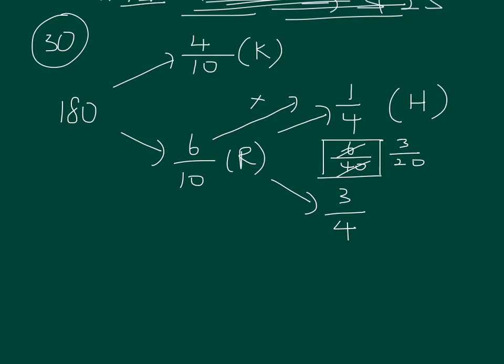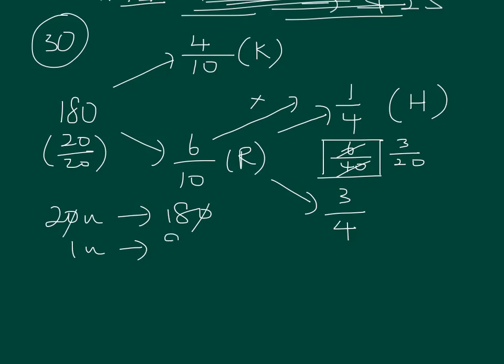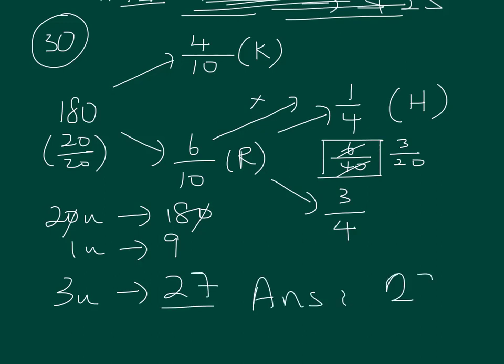We simplify it, 3/20. So this 180 is 20/20 units at first, so 20 units is 180. 1 unit is 9. 3 units is 9, 18, 27. So our final answer is 27. This is the end of paper 1 booklet B.